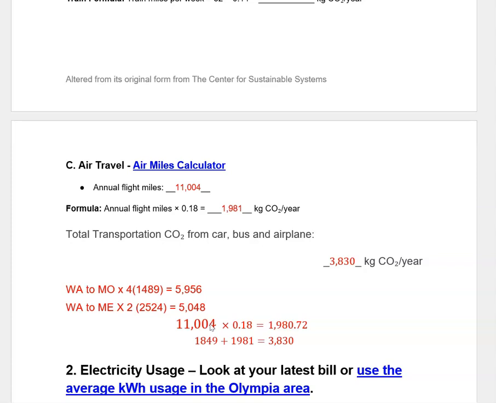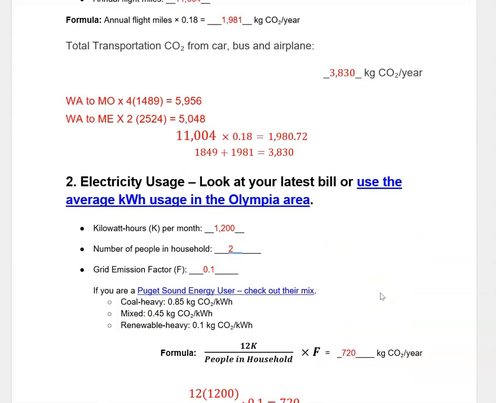Average it out. Once you figure out what your mileage is, you're taking your annual flight miles and multiplying it by 0.18 to get your answer. And again, for me here, I rounded that off to the nearest whole number. Then I added together my CO2 pollution from car, bus, and airplane. Remember, I didn't have any bus, so this is my car and my airplane, and I add that together, and that's what I got for my transportation.